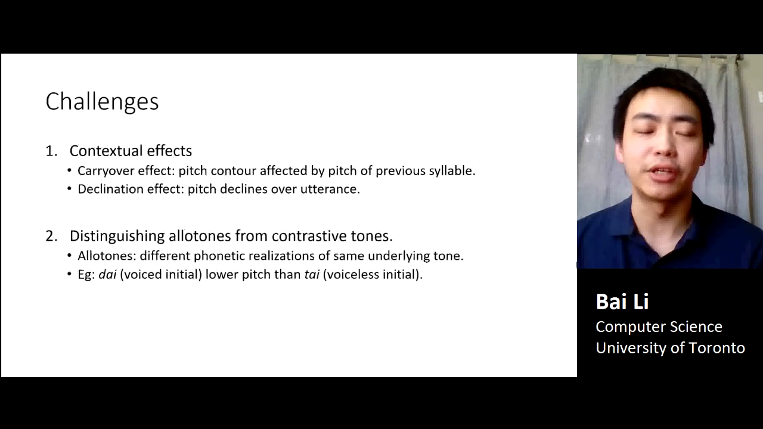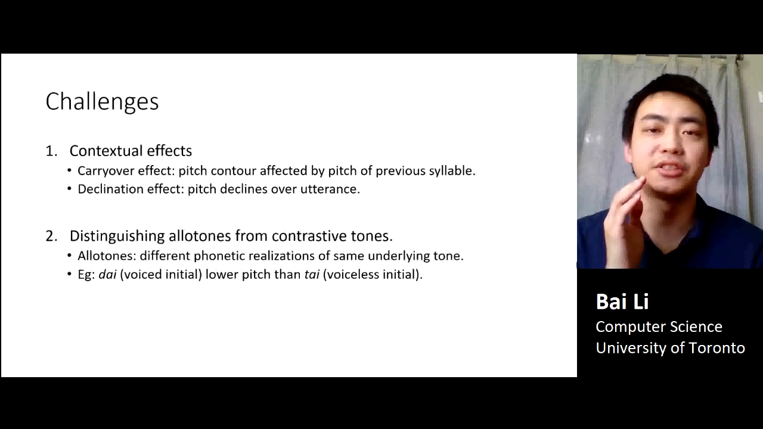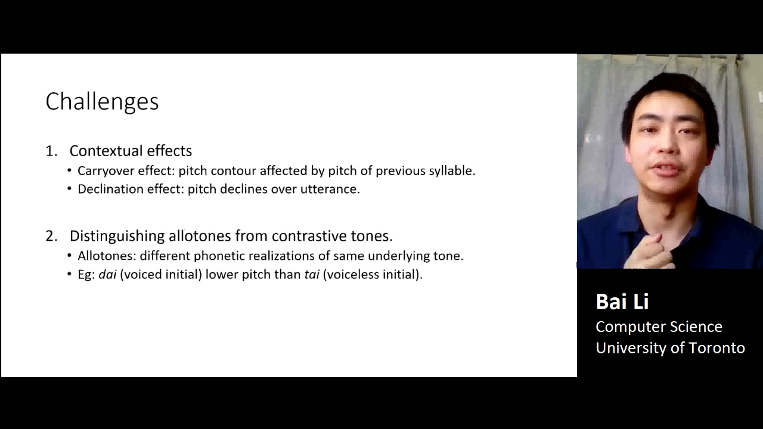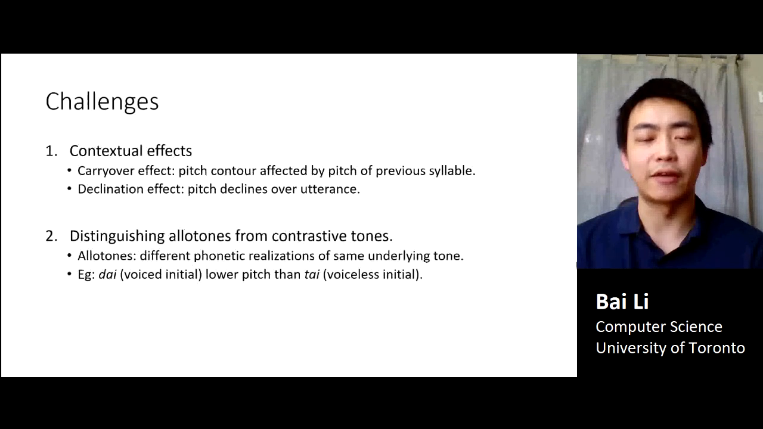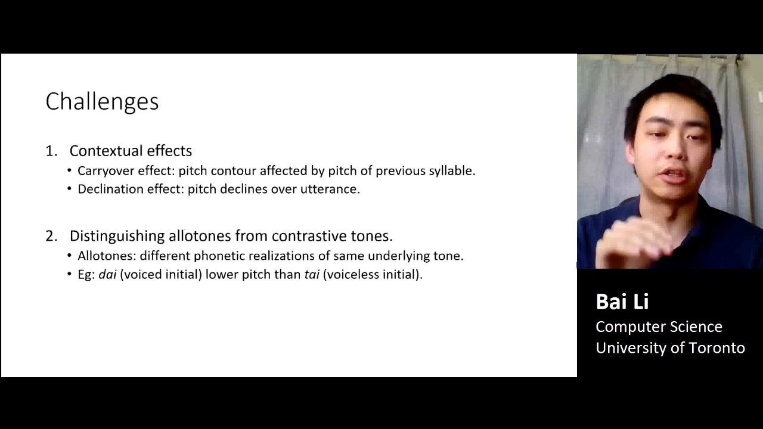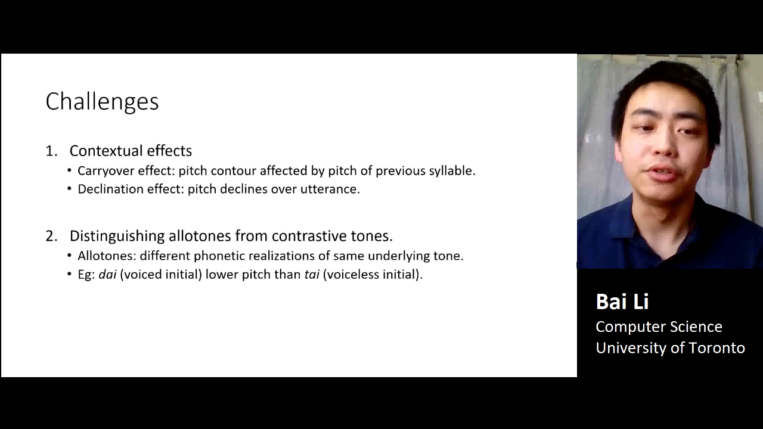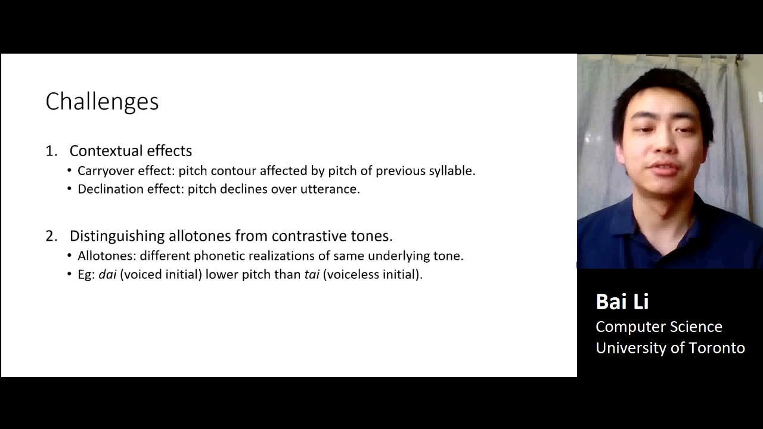Another challenge is that it's really hard to distinguish between allotones and contrastive tones. Sometimes when you have the same underlying tone, it comes out as different forms depending on the phonetic environment. For example, in a lot of Chinese dialects, when you have a voiced initial, the tone is lower pitch than when it's a voiceless initial. It's hard to tell whether we should treat this as two different tones or variations of the same tone. Generally, this is done by looking at whether there exists a minimal pair, and without this information, it's not really possible to do this.